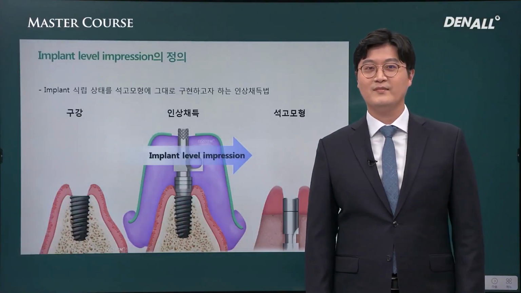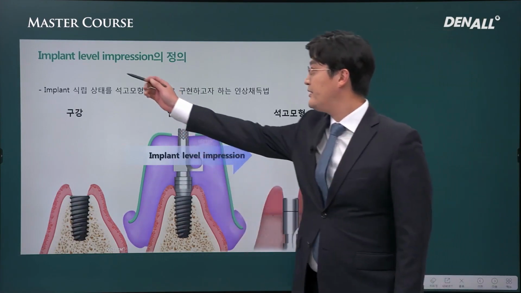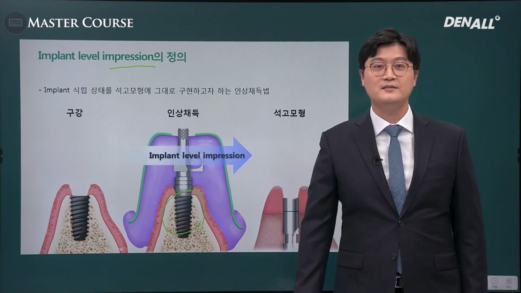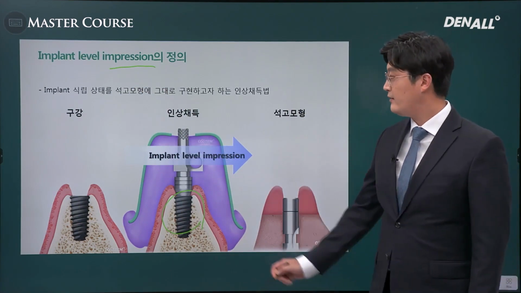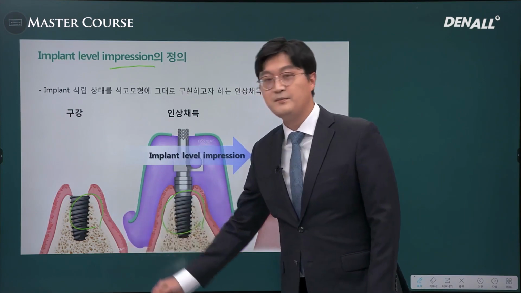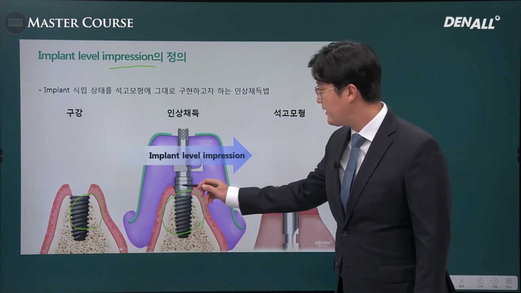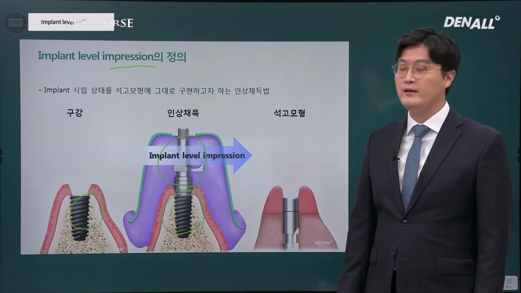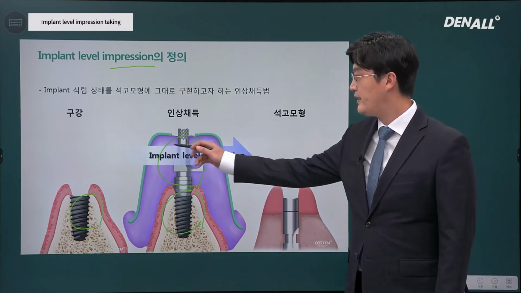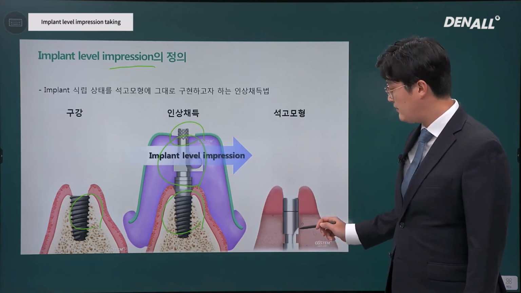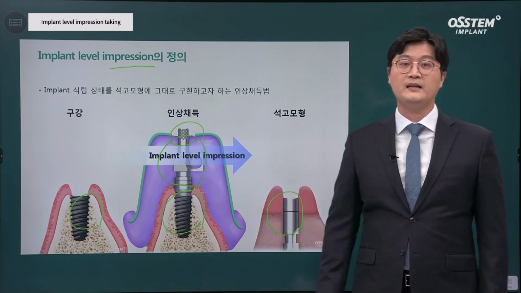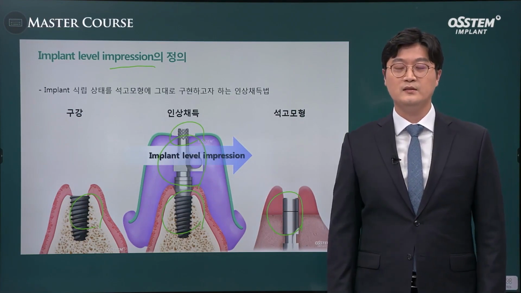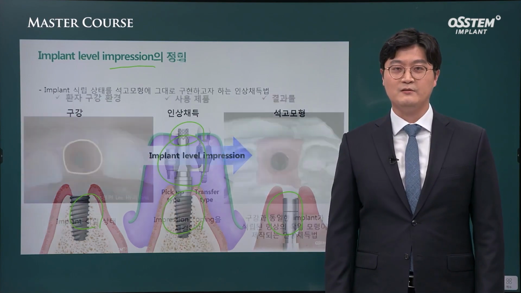Today, I'm going to talk about implant level impression taking. Implant level impression taking. Impression is taken on the implant level. An implant is placed in the mouth. A pickup type or a transfer type impression coping is connected to the implant. After that, using an open or closed tray, impression is taken and a lab analog, a copy of the implant, is inserted. This is the implant level impression taking.